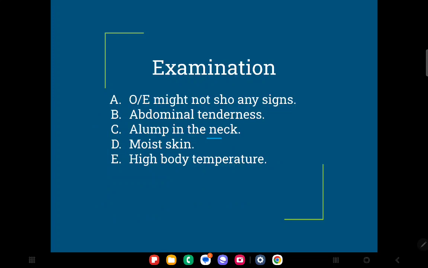Examination may show or might not show any signs, but sometimes you might find abdominal tenderness, and in the examination of the neck, you might find a lump in the neck. Skin might be moist because of the sweating, and you might find an increased temperature.